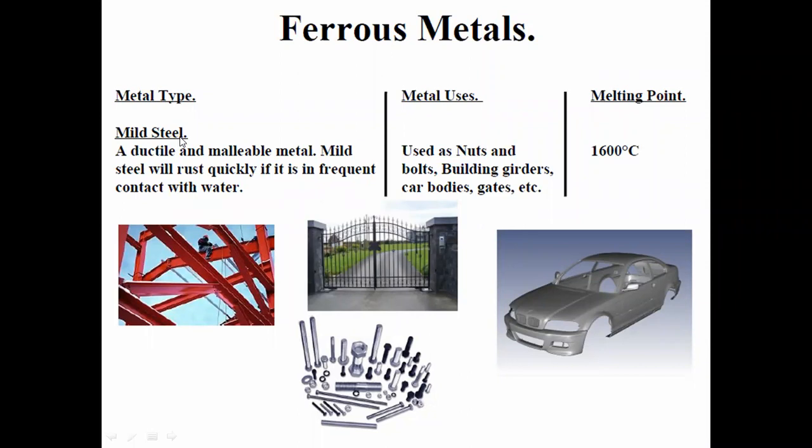Then malleable, a metal that can be hit, hammered, and taken into many shapes. So those are the two most important properties of mild steel: ductility and malleability. Mild steel will rust quickly if it is in frequent contact with water.